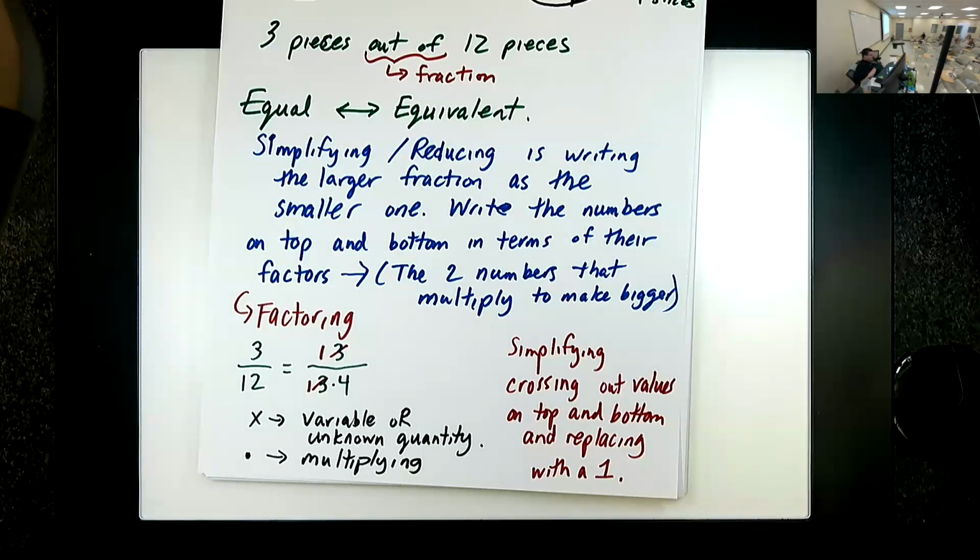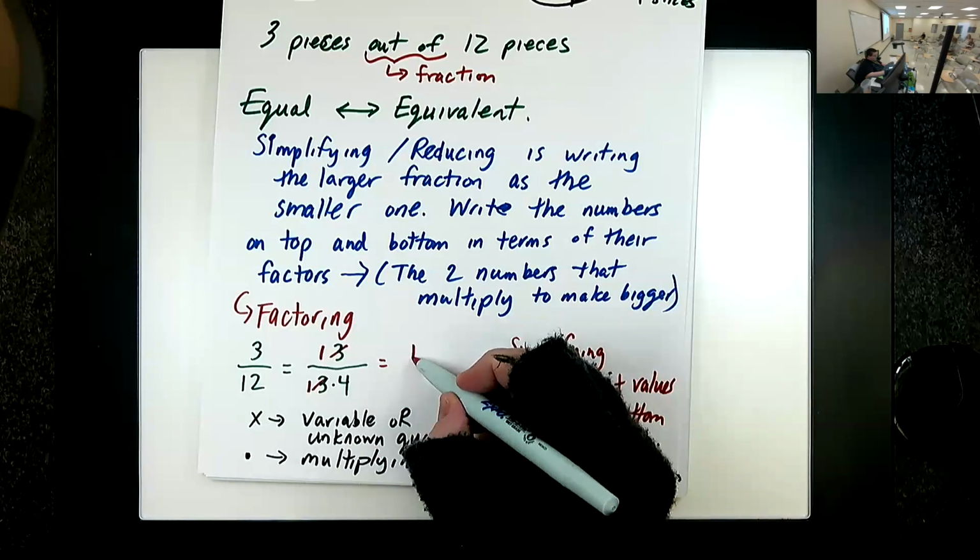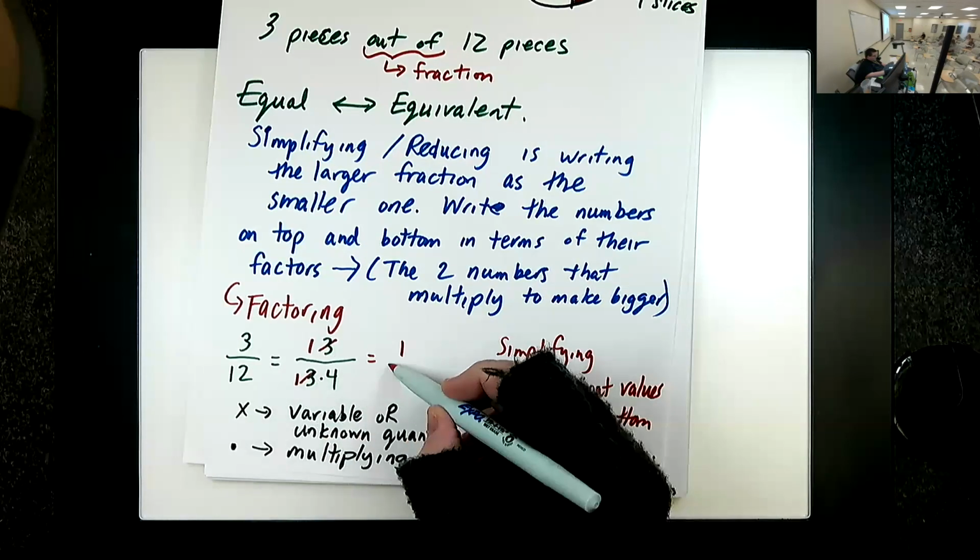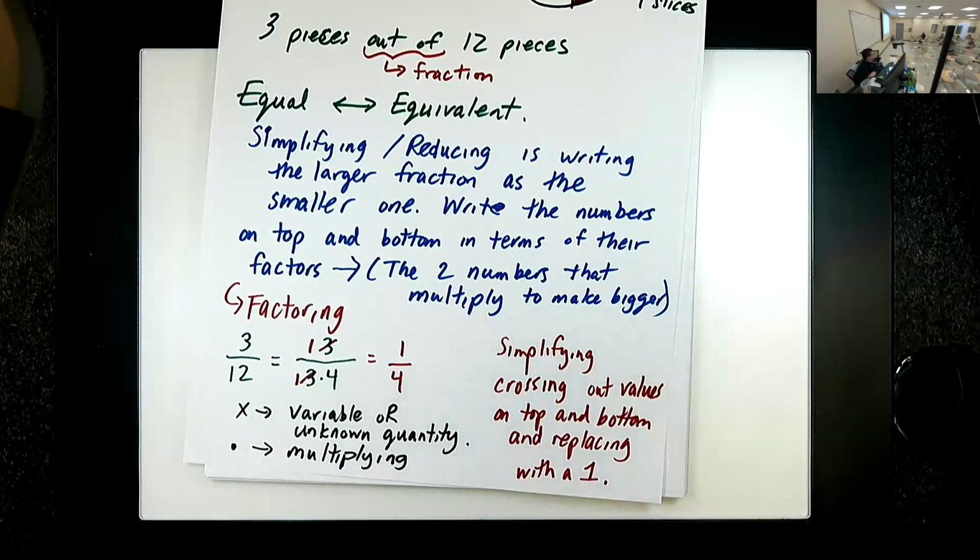And now I've got a 1 on top, and 1 times 4 is 1 over 4. And now I've got my 3/12 down to 1 over 4, or 1/4.